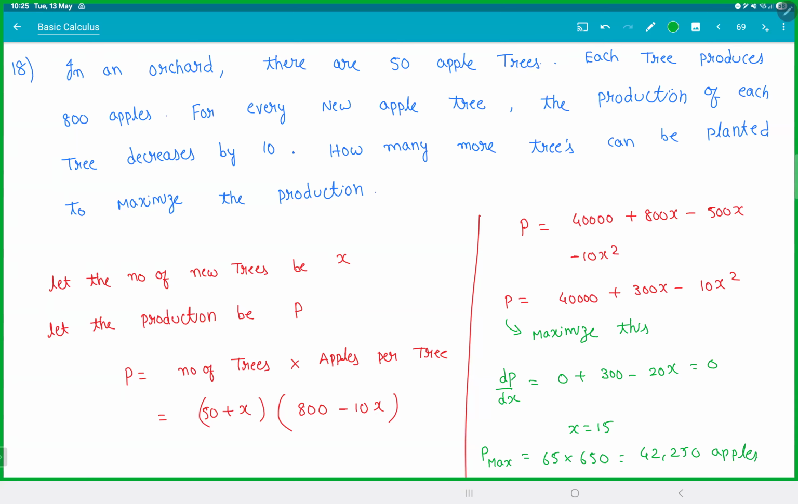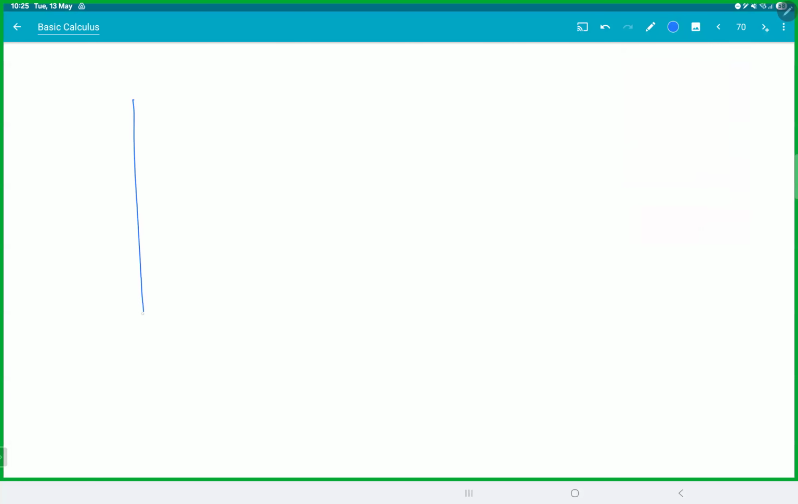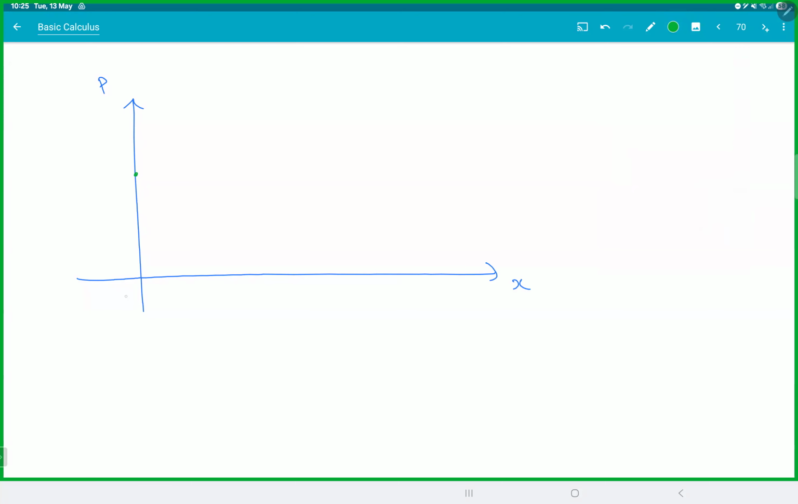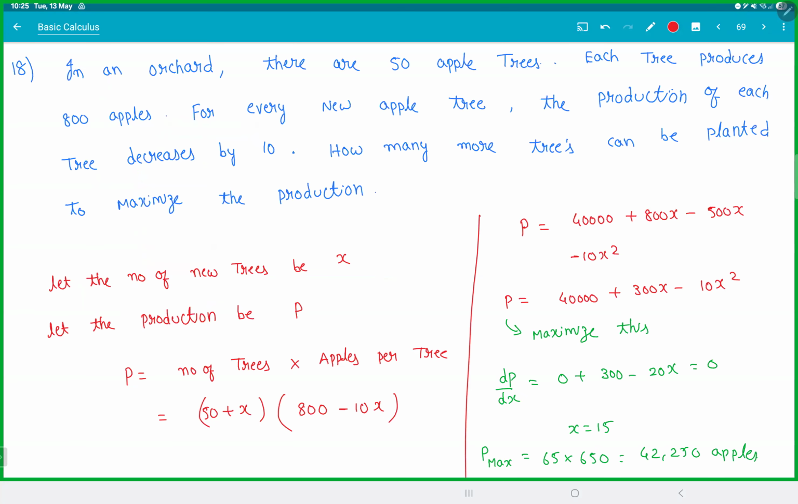If you try to do this graphically, let me show you the graph. So if I plot this graph, P versus X, it's a parabolic graph you will learn in maths. The graph would look something like this. So when X is 0, you are getting 40,000 apples. As you plant more and more trees, the production will increase and then will go off like this. So this peak value will occur when X is equal to 15. And all the trees will die when you reach somewhere here. So this value is 42,250. Isn't that the maxima, the turning point?